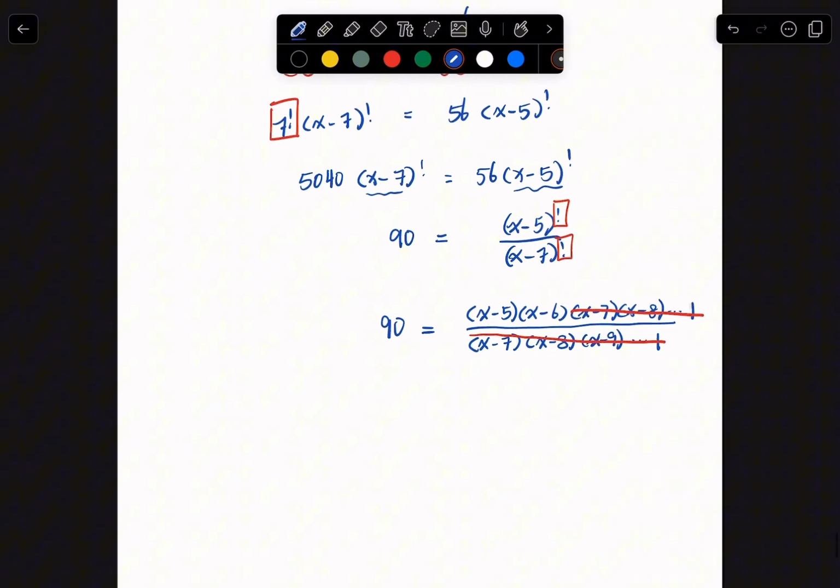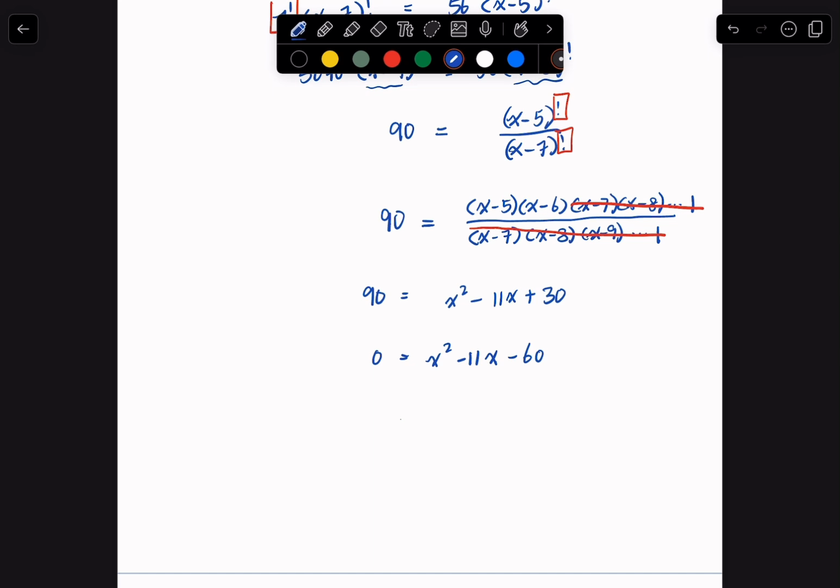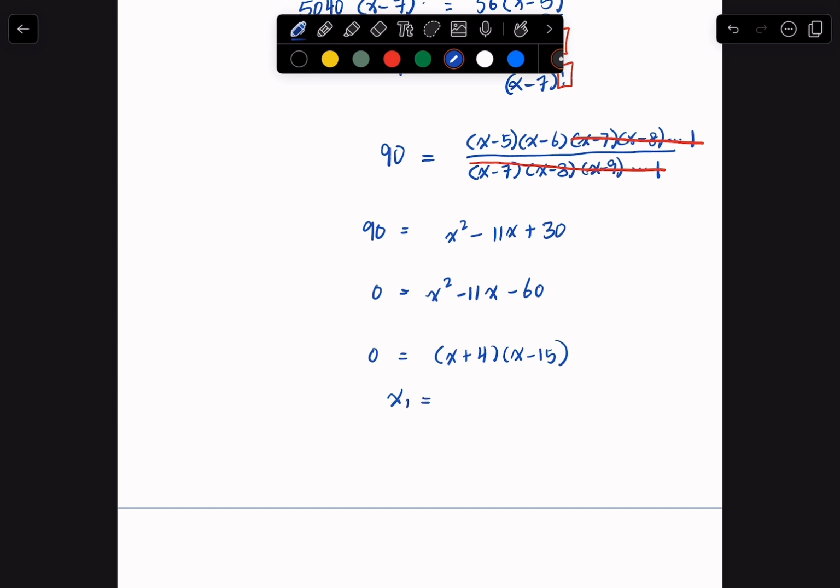So, the equation will become a very simple quadratic equation, which is 90 equals (x minus 5) times (x minus 6). Let's expand the right side. You will get x squared minus 5x minus 6x. So that's minus 11x and plus 30. Of course, if you rearrange the equation, you're going to get x squared minus 11x minus 60 equals 0. At this point, you shouldn't be struggling with solving the quadratic equation, right? So if you factor it, it will be (x plus 4) times (x minus 15), right? So that means I'm going to get two values for x, where the first solution is x equals negative 4 and x equals 15.